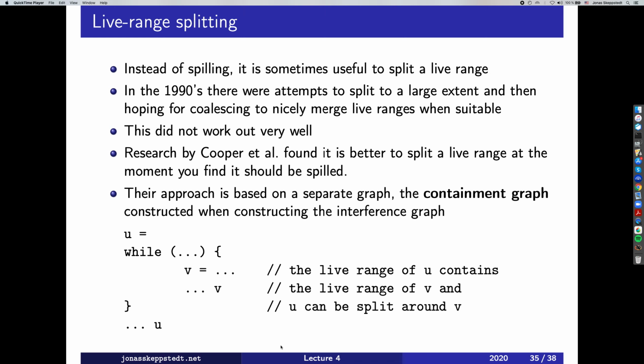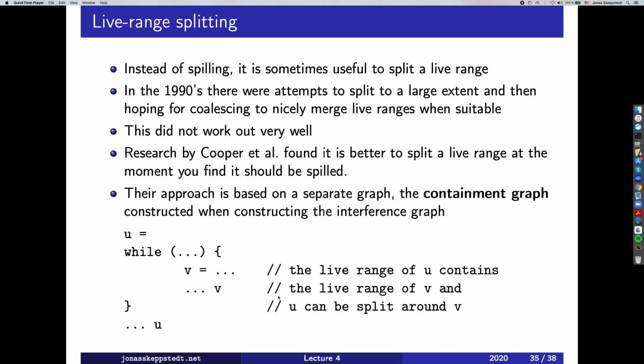It turned out not to work too well, and Cooper and colleagues at Rice University found that it is better to split the live range when you find that it should be split otherwise. This is done by using a so-called containment graph.